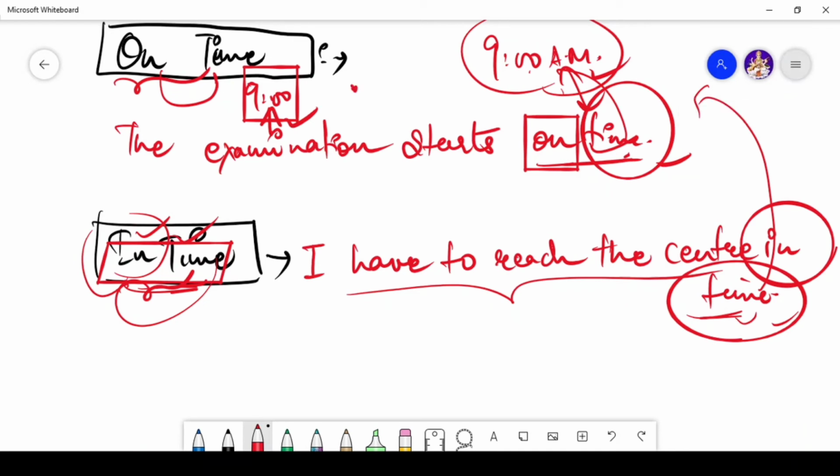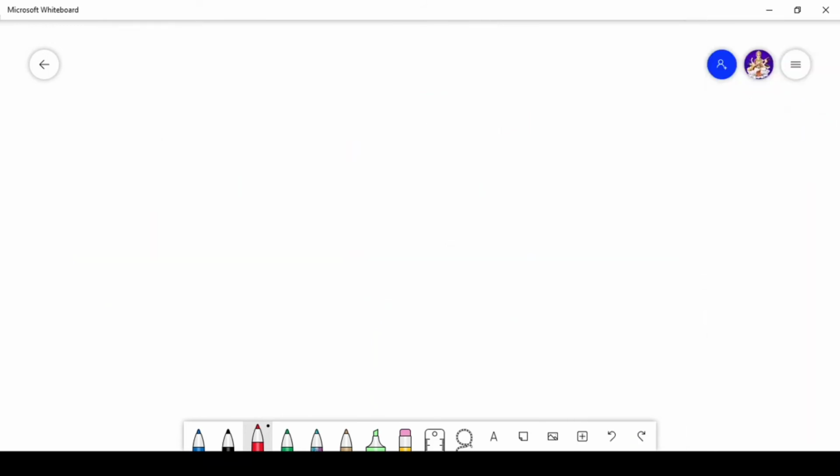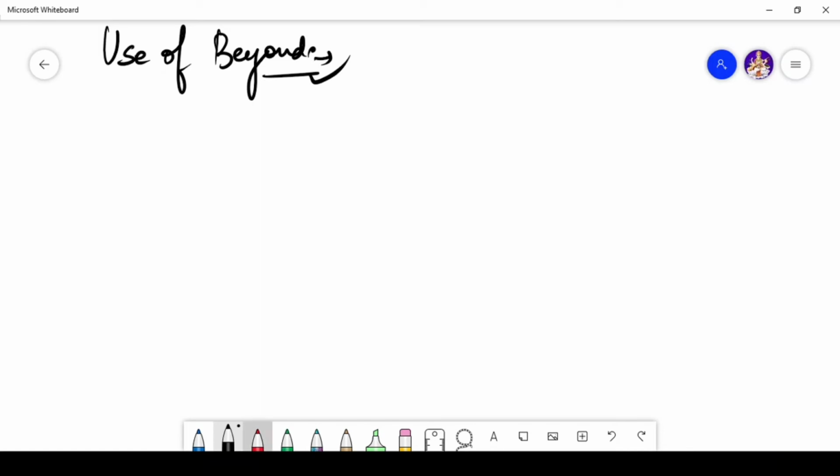Now, the next one is the use of beyond. Beyond can again have two kinds of scenarios.